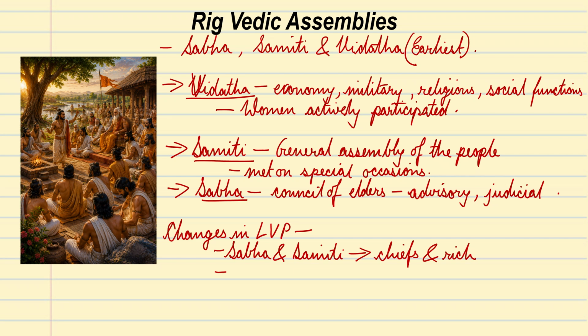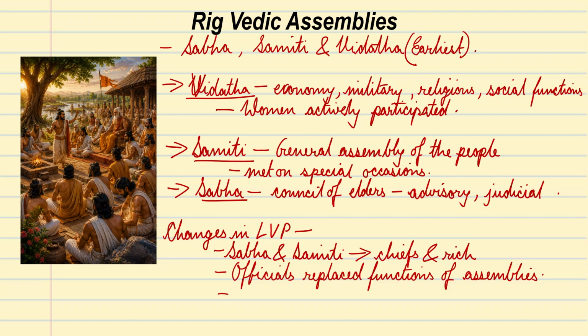They replaced the functions of popular assemblies. So officials were there. Officials replaced the functions of assemblies. Whatever Sabha and Samiti used to do, now there were specialized officials for it. And more or less, we can say that popular assemblies declined.